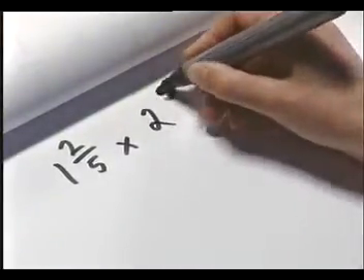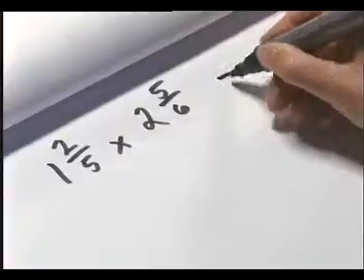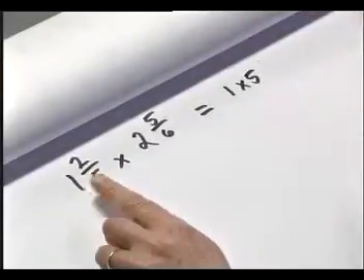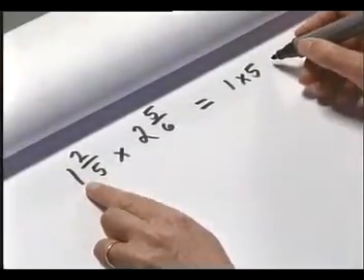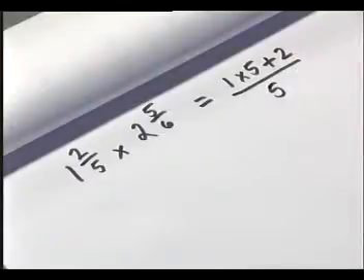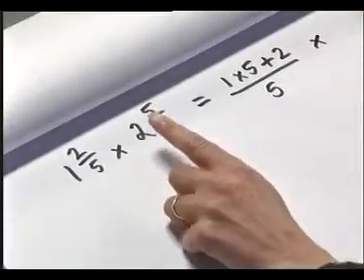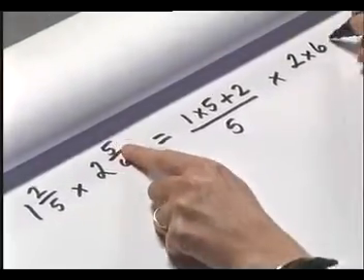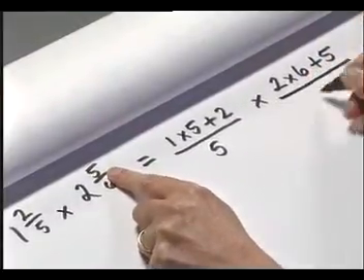One more example. 1 2/5 multiplied by 2 5/6. Again, mixed fractions need to be turned into improper fractions. So here we have 1 multiplied by 5, because that tells us how many fifths we have with our whole one, 5 of them, plus the 2, that's our total number of fifths, multiplied by, we need the 2 whole ones in terms of sixths, so that's 2 lots of 6, plus the 5, and that's our number of sixths.